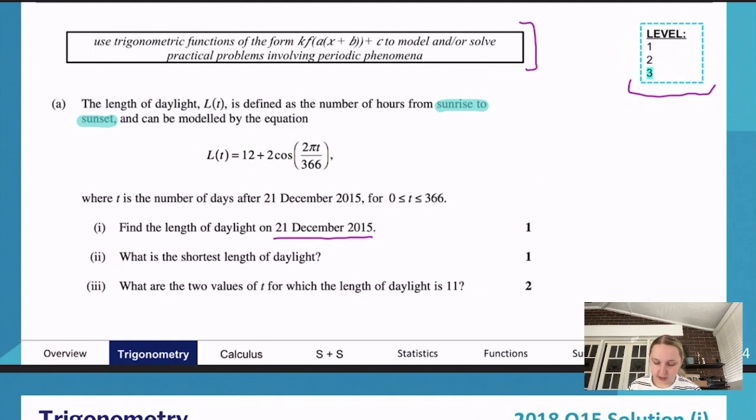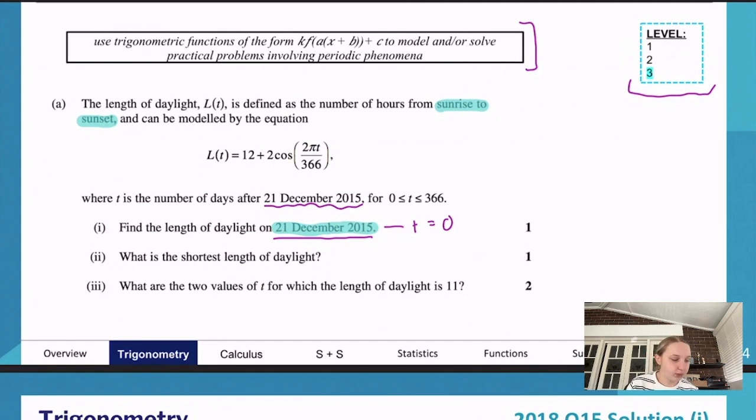With this one, we just need to make sure we're identifying that if it's the 21st of December, our variable in this situation is t. So on this date, what is t going to equal? We know the 21st of December is our start date, so t is equal to 0.